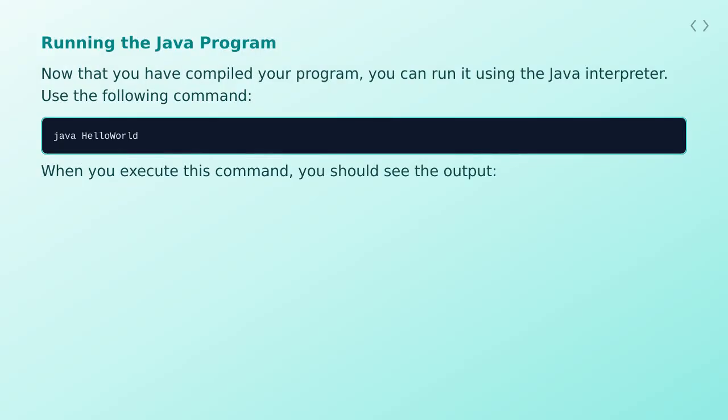This section covers running the Java program. Now that you have compiled your program, you can run it using the Java interpreter. Use the following command. The samples on screen walk through this step. Take a moment to read through them. When you execute this command, you should see the output. I'll let you read the examples on screen rather than reading every line aloud.